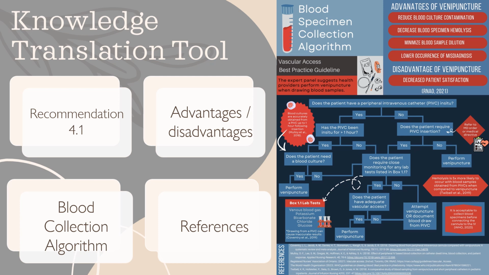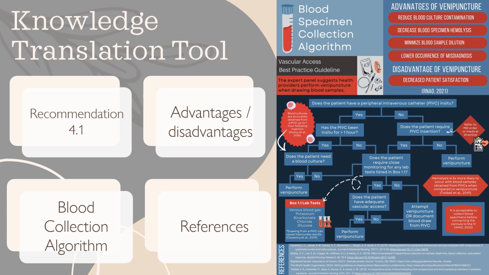The algorithm is based on a yes-no flow chart that emphasizes the importance of choosing venipuncture as the primary blood collection method, especially for blood cultures and specific lab tests such as venous blood gases. Furthermore, the algorithm is supported by evidence-informed practice.